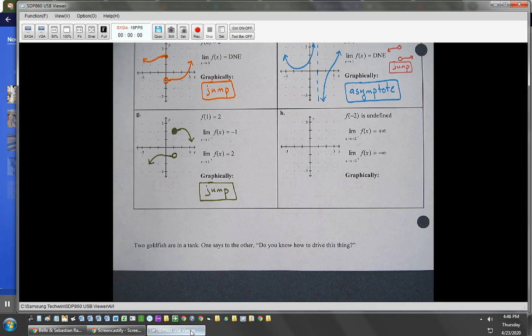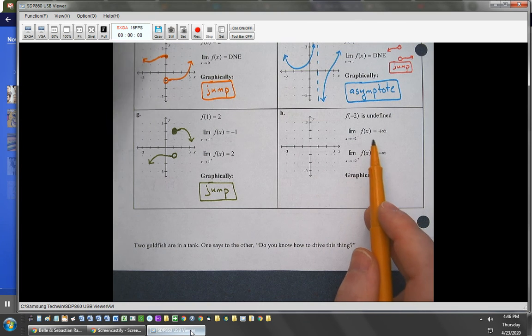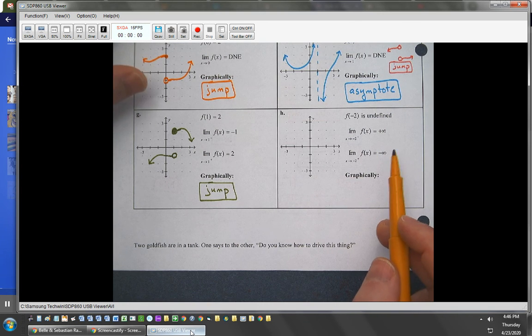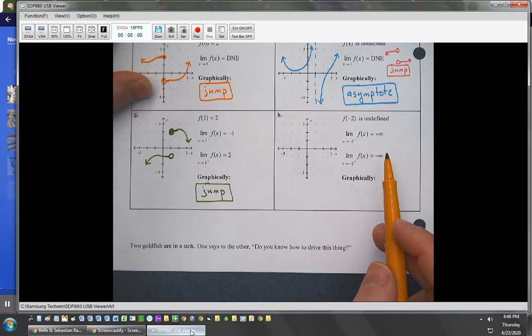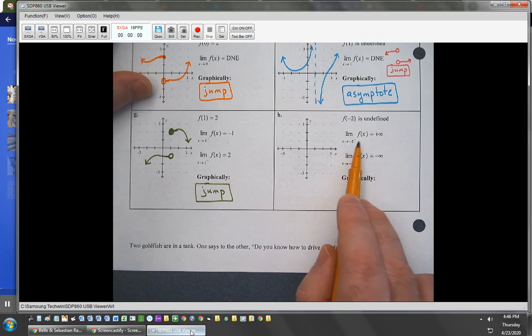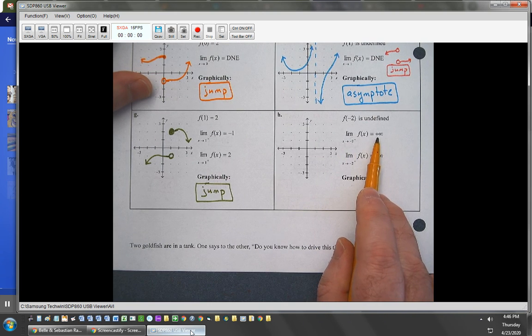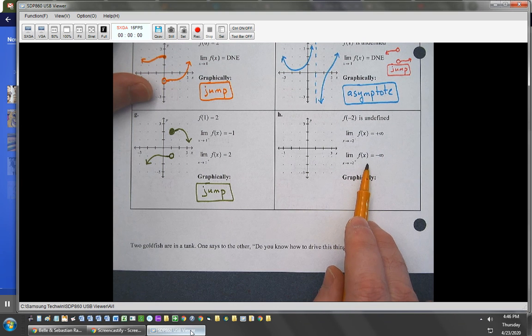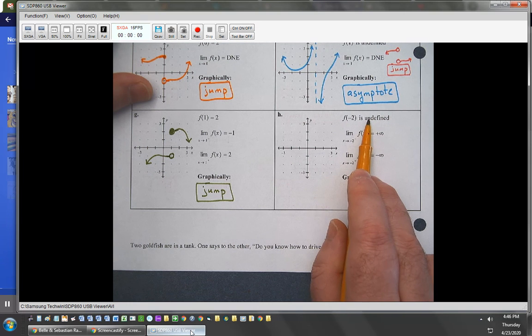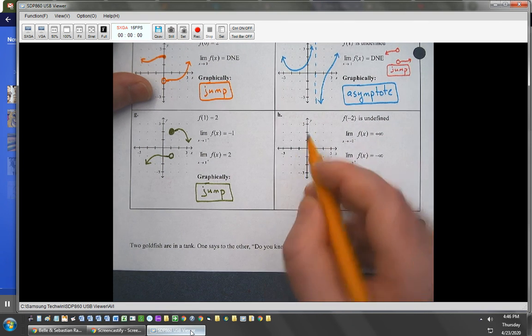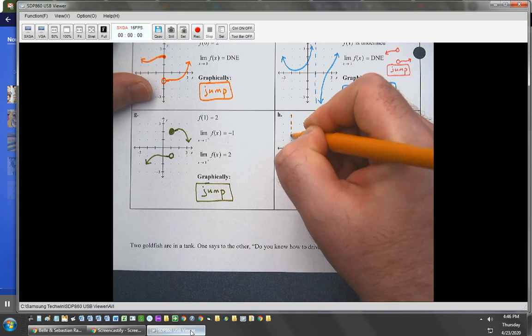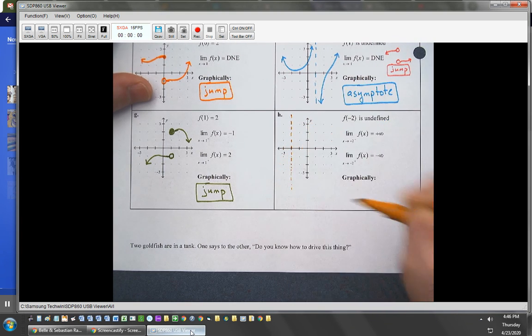And then the last scenario, well, I'm going to pause it and see if you can try this on your own. Okay, so as you come from the left, our graph is going to go up, up, up, up, up. As we come to -2 from the right, our graph's going to go down, down, down, down, down. And there's also no point there. So this has got to be a what? Hopefully you said asymptote, and that's exactly what you must. There's no real option here.